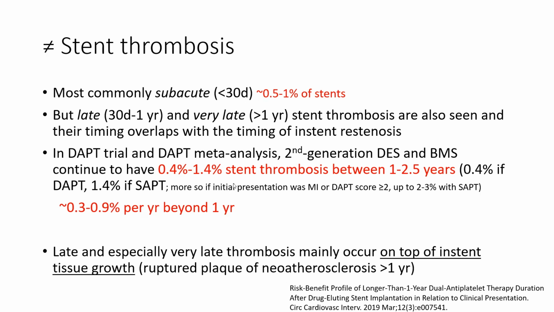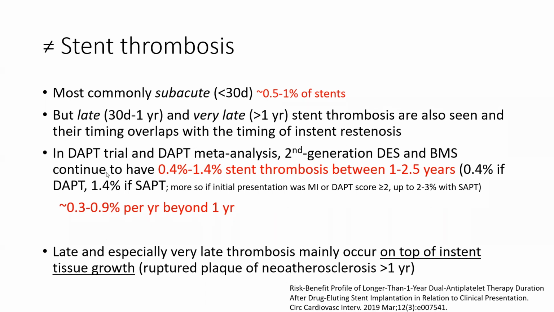And you need to know those numbers I highlight in red. It occurs in 0.5 to 1% of stents. The traditional number is about 1% stent thrombosis in the first month. However, late stent thrombosis, which is 1 month to 1 year, or very late stent thrombosis, which is over 1 year, and you need to know those definitions, those are seen these days, and their timing overlaps with the timing of in-stent neointimal hyperplasia, which is that 30 days to 1 year, or in-stent neoatherosclerosis, which is more than 1 year. Okay, and a lot of the time you have a combination of in-stent tissue growth plus stent thrombosis in those late presentations.